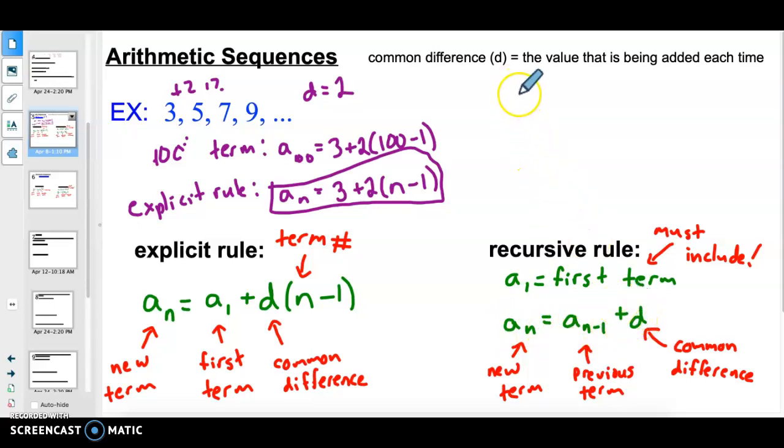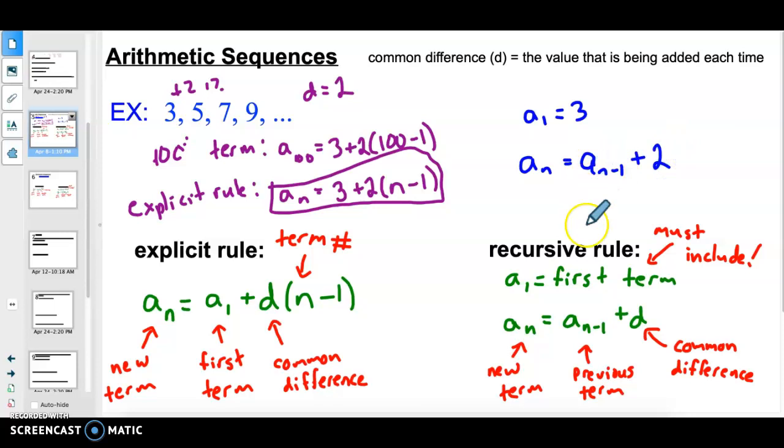If I wanted the recursive rule for this problem, I would first state my A1, which is 3, because that's the first term, and then AN equals AN minus 1, which is the previous term, plus the common difference, which is 2.